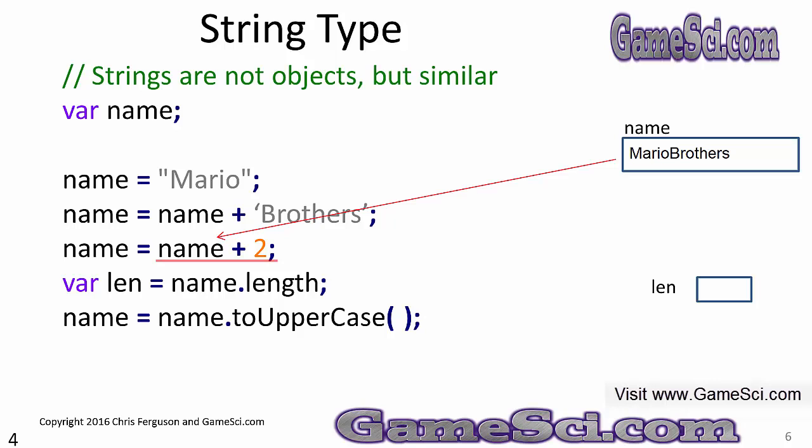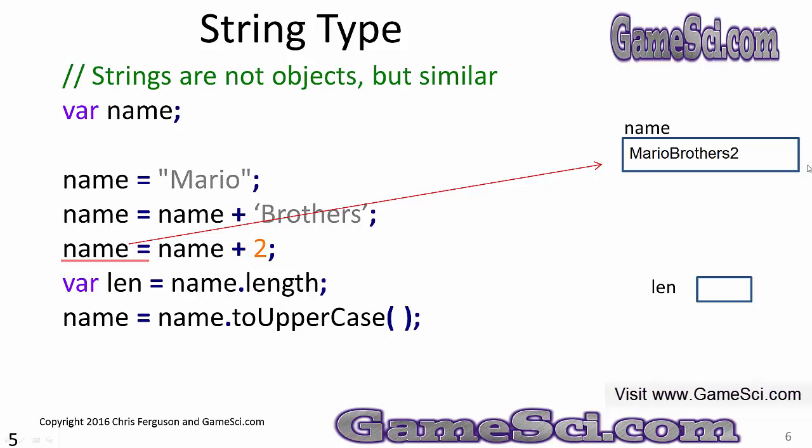Well, in this case, the tie goes to the string. What it's going to do is make a bigger, longer string. It's going to do string concatenation. In order for it to do numeric addition, both operands have to be numbers. In this case, since the first operand is a string, Mario Brothers, and the second operand is a 2, it's going to do concatenation. It's going to add the 2 onto the string Mario Brothers, and you'll get the value Mario Brothers 2.